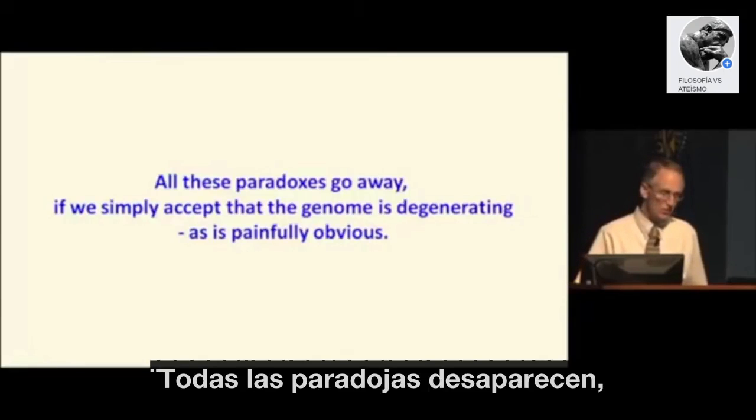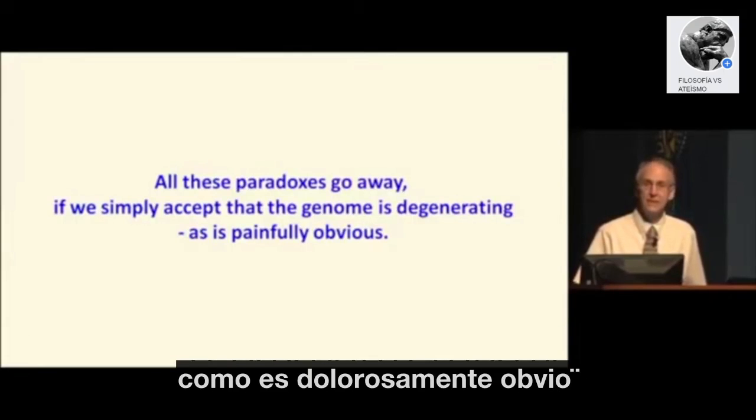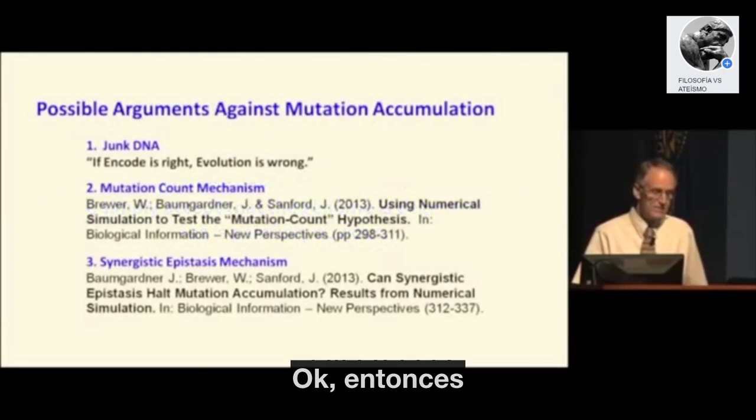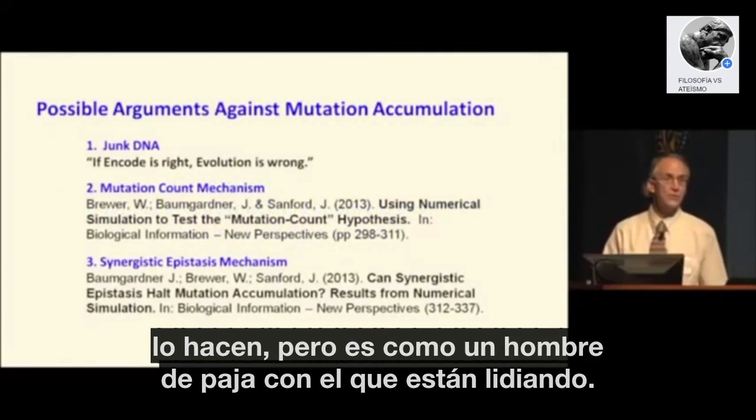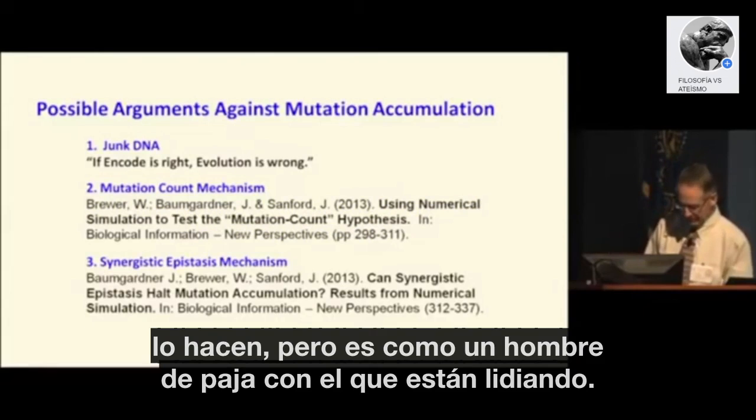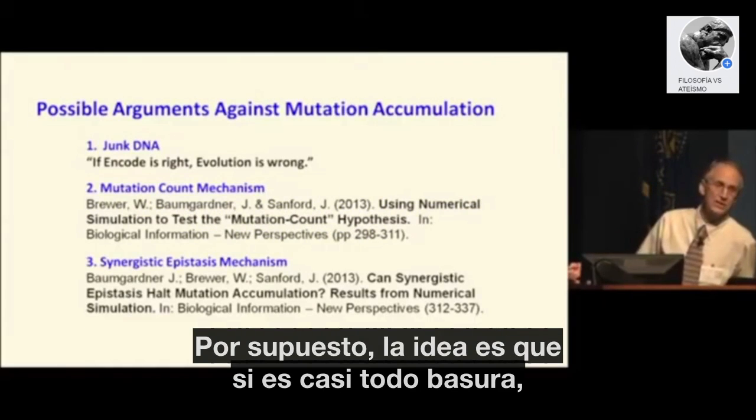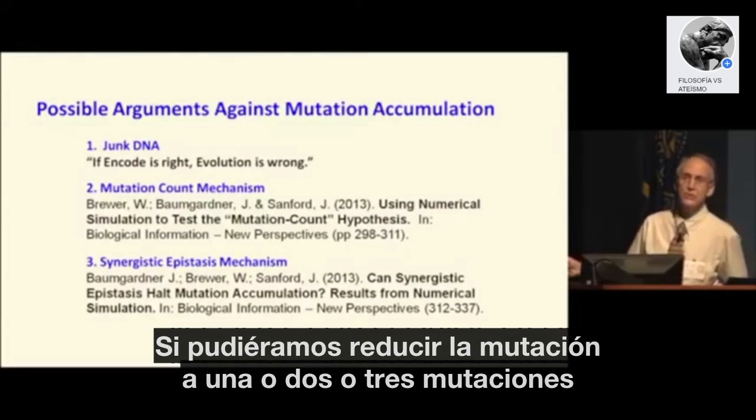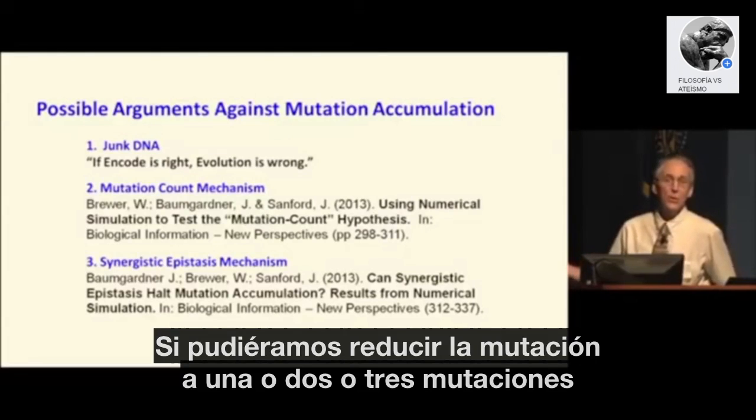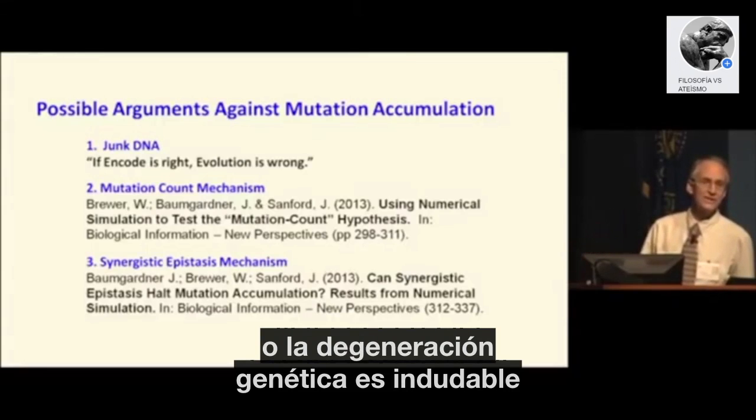All these paradoxes go away if we simply accept that the genome is degenerating, which is painfully obvious. Okay, so do people argue against this? They do, but it's kind of like straw men that they're dealing with. Of course, the idea is that if it's almost all junk, then the mutation rate isn't nearly so high. If we could get mutation down to 1 or 2 or 3 mutations, well, 3 is over the top, isn't it? So you need to get down to 1 or 2% of the genome is functional, or genetic degeneration is certain.